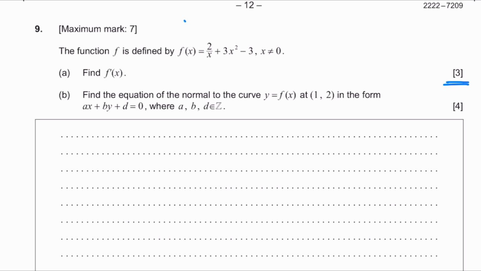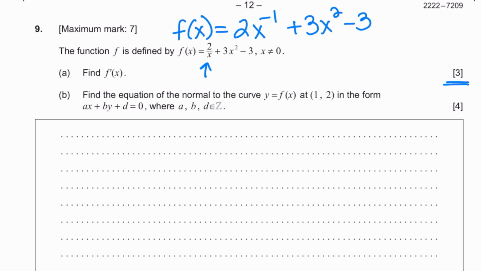First of all, I need to take the time to rewrite this problem right here. 2 over x means 2x to the negative 1 power. Then all I'm doing is rewriting the problem. Realize that on the exam, they would have given you 1 mark just for writing that as x to the negative 1 power. Now I can go ahead and actually take the derivative.